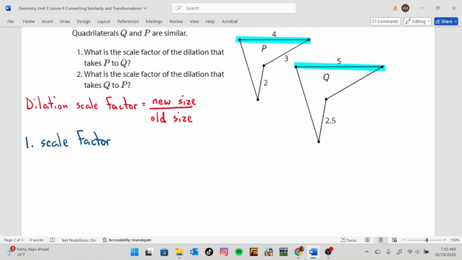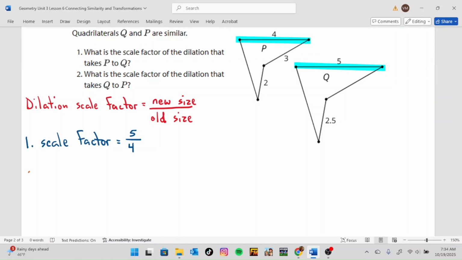So my new size, if I go from P to Q, is 5. My old size would be P, which is 4. So to go from P to Q, I would multiply by 5/4.